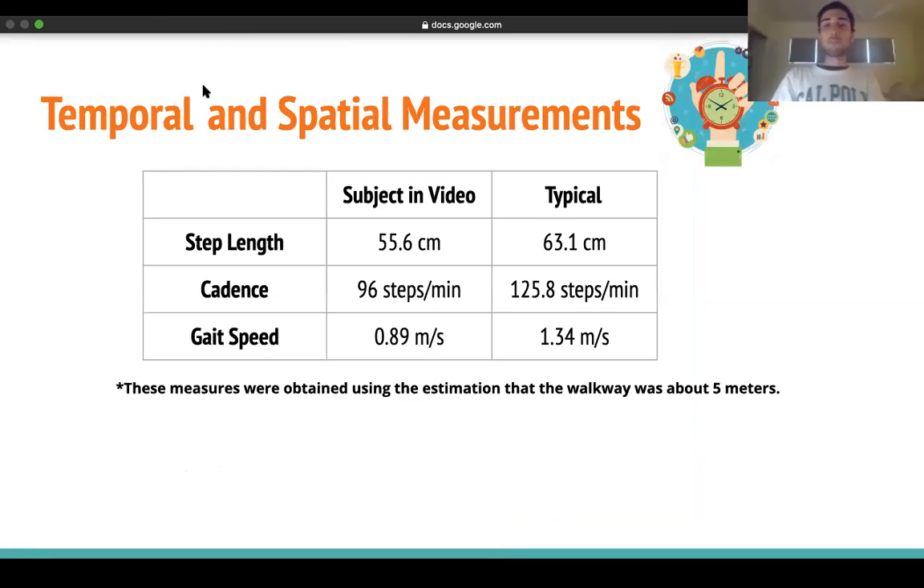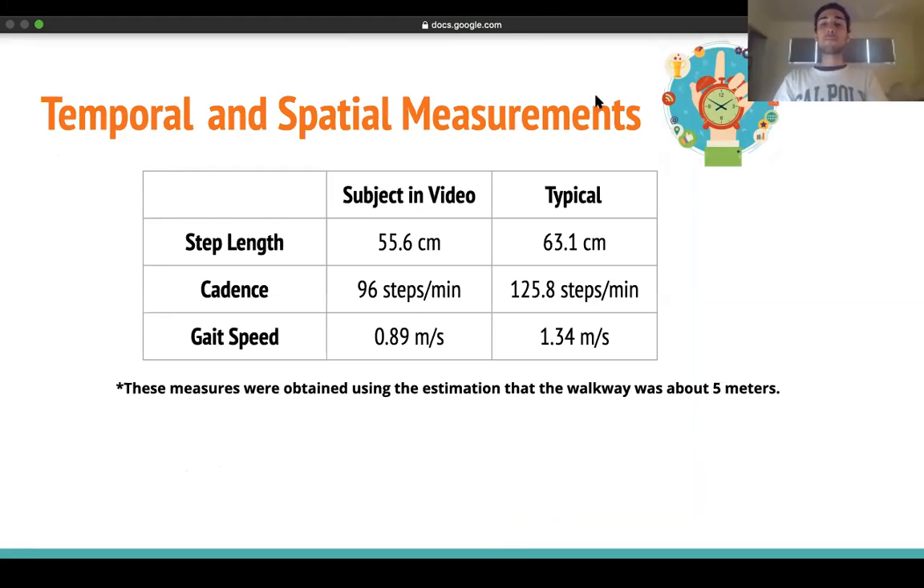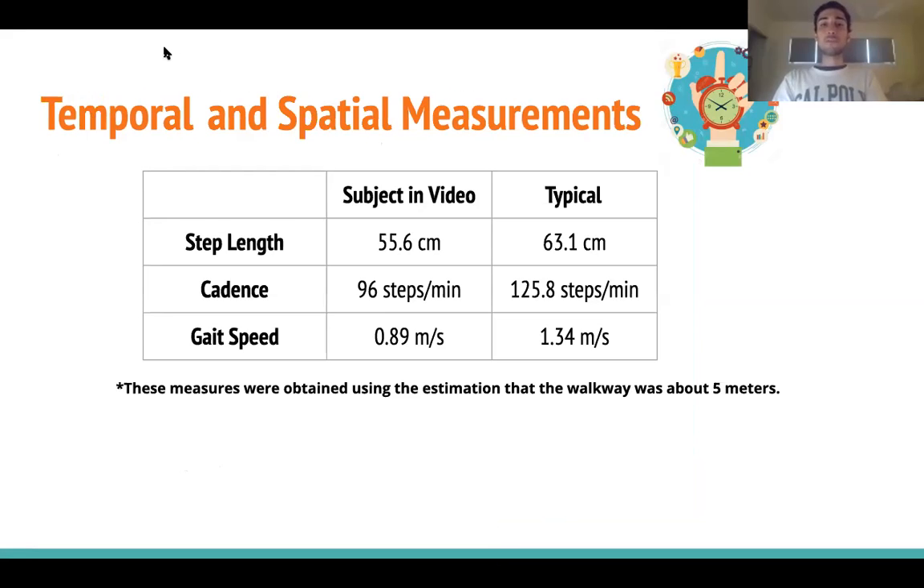So these are the temporal and spatial measures estimated under the assumption that the walkway was about 5 meters. The indication from this table is that the step length, cadence, and gait speed all fell below the typical values for his age group, displaying the inefficiency and decreased functional ability of his gait.